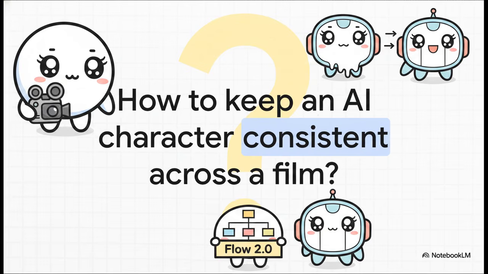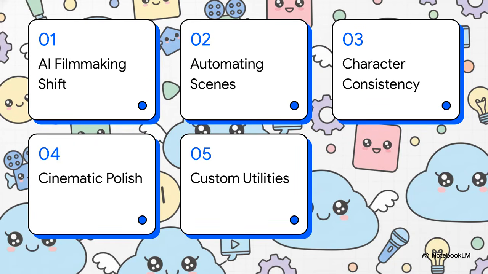exactly how it works. So here is our professional production roadmap for today. Section 1, we'll cover the AI filmmaking shift. Section 2, automating scene creation. Section 3 is all about solving character consistency. Section 4 dives into cinematic polish with Pro Tools. And finally, Section 5, building custom workflow utilities. Let's get right into it.